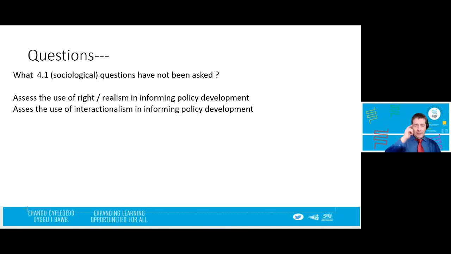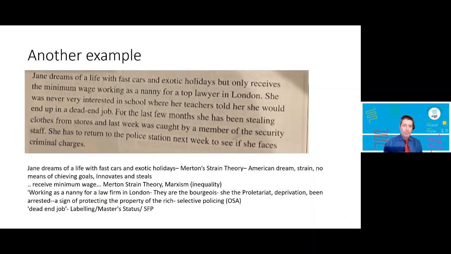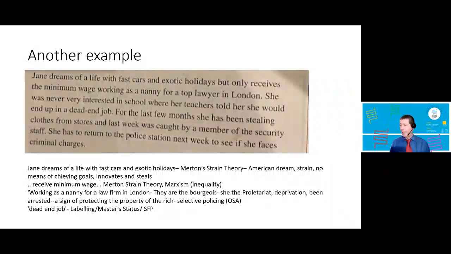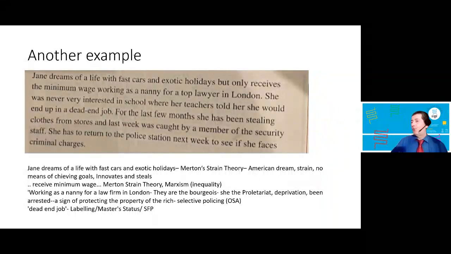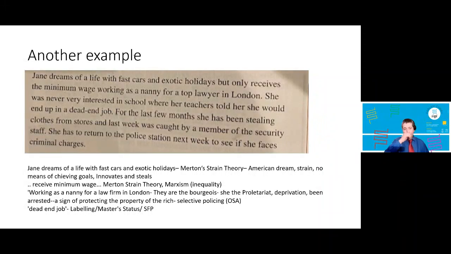Again, somebody just asked me for another example, and I can't be sure where this one comes from. I think it comes from the WJEC textbook. Jane dreams of a life with fast cars and exotic holidays, but only receives a minimum wage working as a nanny for a top lawyer in London. She was never very interested in school, where her teachers told her she would end up in a dead-end job. For the last few months, she has been stealing clothes from stores, and last week was caught by a member of the security staff. She has to return to the police station next week to see if she faces criminal charges. Well, just a few things here to pick up.